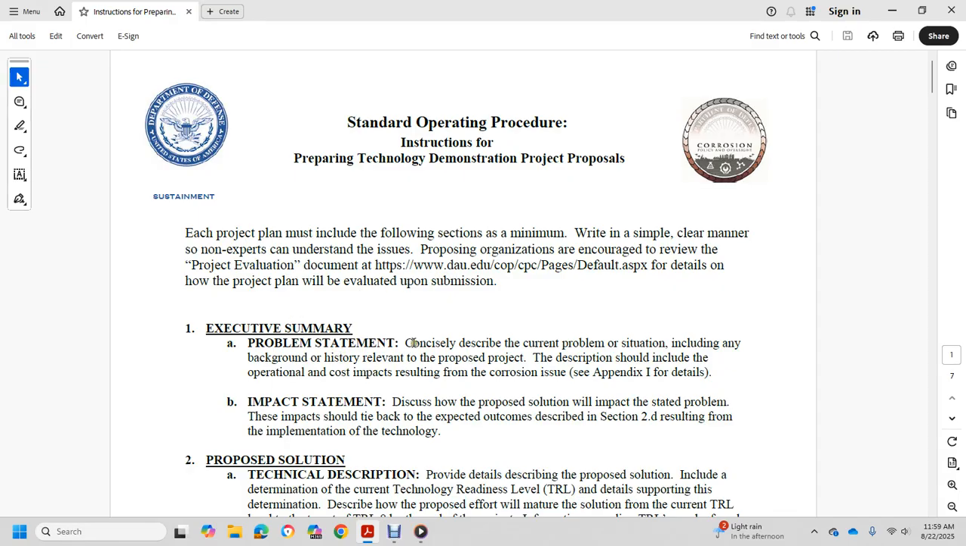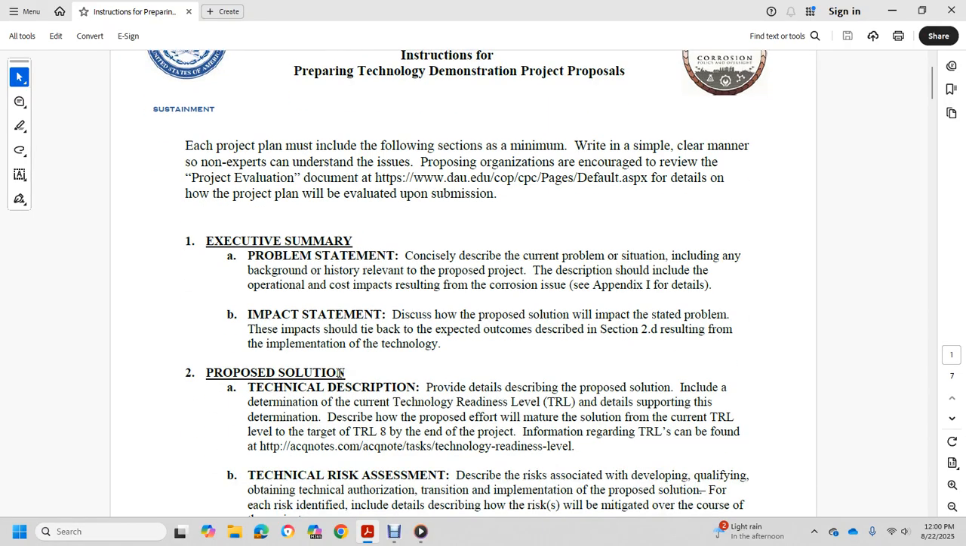Executive summary. Project statement: concisely describe the current problem or situation, including the background, history, and relevance, and the proposed project, with a description to include operational cost impacts resulting from corrosion. See Appendix 1 for the details. Impact statement: discuss how the proposed solution impacts the stated problem. The impact should tie back to the expected outcomes described in section 2D resulting from implementation of the technology.